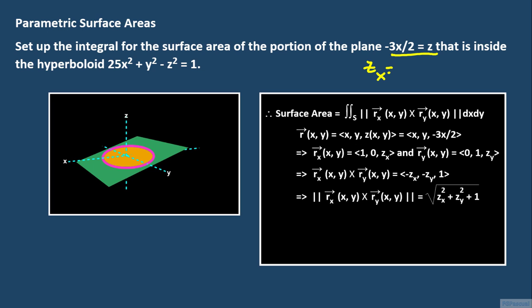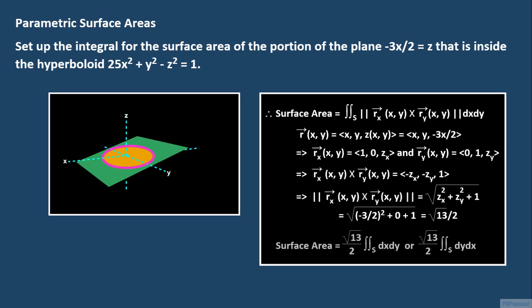Differentiating z with respect to x, we get z_x = -3/2. z does not depend on y, and so z_y is equal to 0. Therefore, the magnitude of the cross product is the square root of the square of -3/2 plus 0 plus 1. This is equal to half the square root of 13. We can bring this constant out of the double integral. Therefore, the area of the surface is half the square root of 13 times the double integral over the surface integrated with respect to x and y. We just have to choose the order of integration and the corresponding limits of integration.